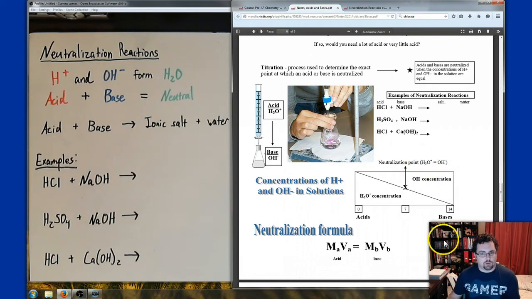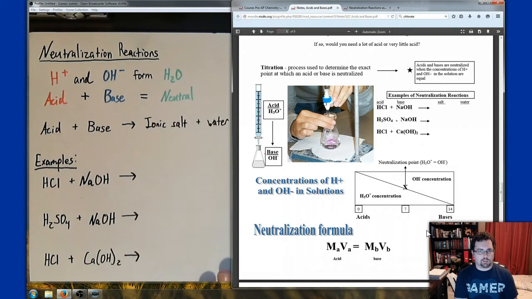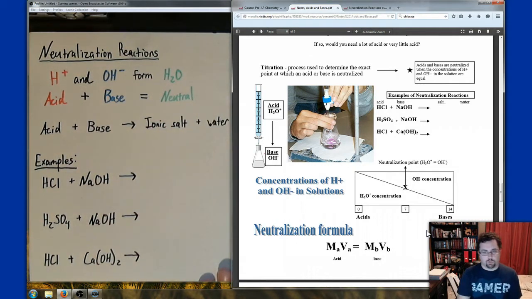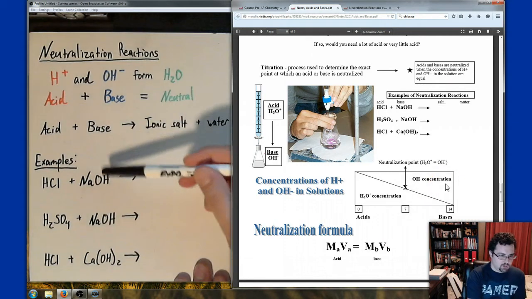If you have to neutralize an acid and a base, then it's going to be the molarity times the volume of the acid equals the molarity times the volume of the base, because that means the moles of acid and base are equal. If you have exactly equal moles of acid and base, the H+ and the OH- will cancel out to form water. Okay, so here are some examples of neutralization reactions right here.